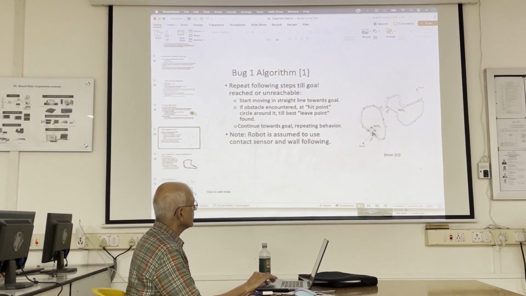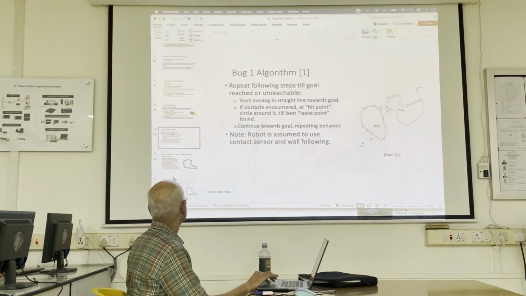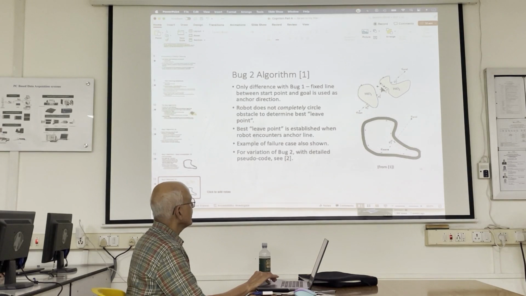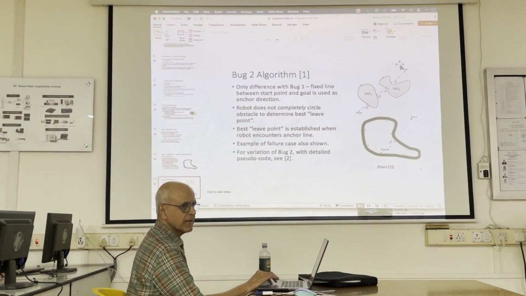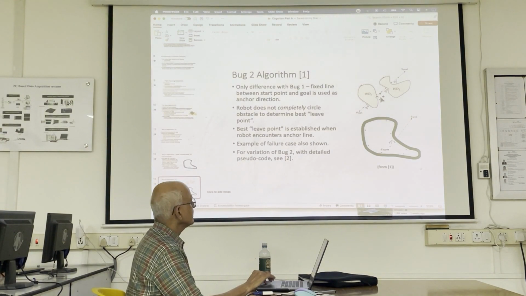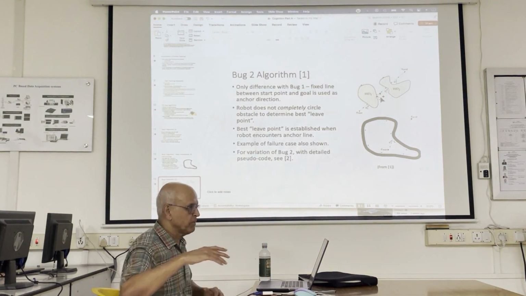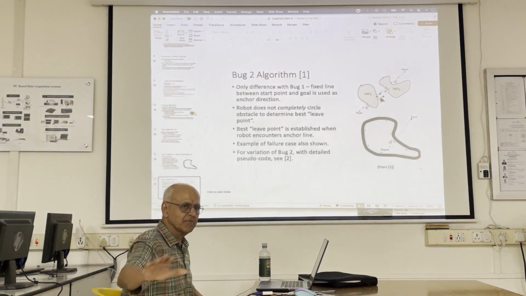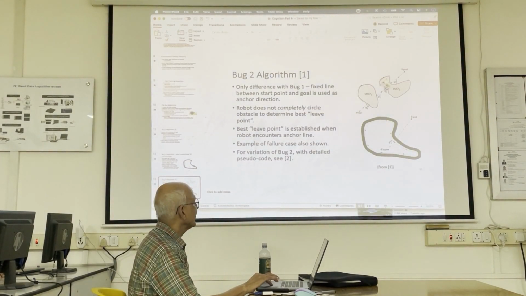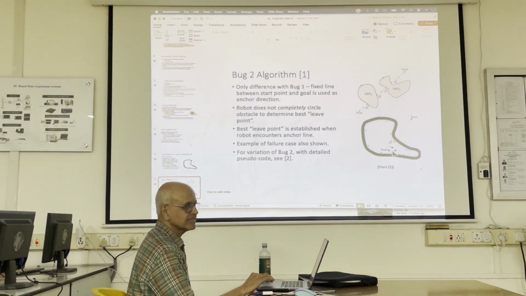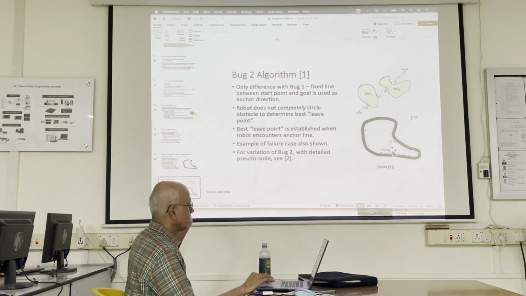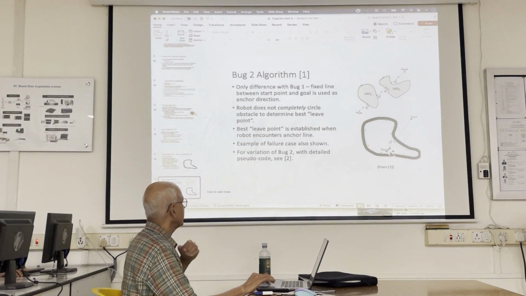They do not focus on this line. Here they do. So it's here, it always is this line. Robot does not completely circle obstacle to determine best leap point. Best leap point is established when robot encounters the anchor line. So this is the anchor line. And so when it reaches this, it says, I don't care. Maybe there's a better, shorter path further on, but I don't care because I have reached that line, anchor line, and so it's going to do a left right again. And this is the failure case for the same example as earlier.